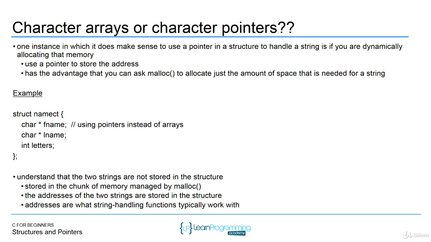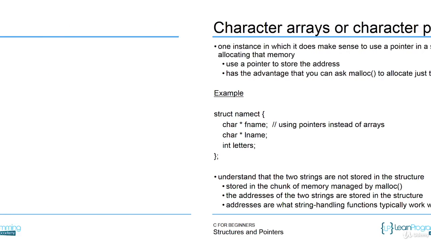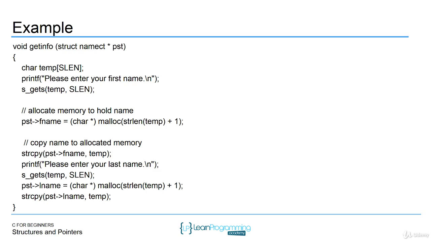We want to create memory for what the pointers are pointing to. So we want to store that in a chunk managed by dynamic memory allocation, which is using malloc. The addresses of the two strings are what's stored, not what they're pointing to. Addresses are what string handling functions typically work with, which is good, and that's why you want to use pointers in there, because then you can pass them around a lot easier. So here's an example. We have a function called getInfo. It takes a pointer, and we can pass that pointer around very easily.